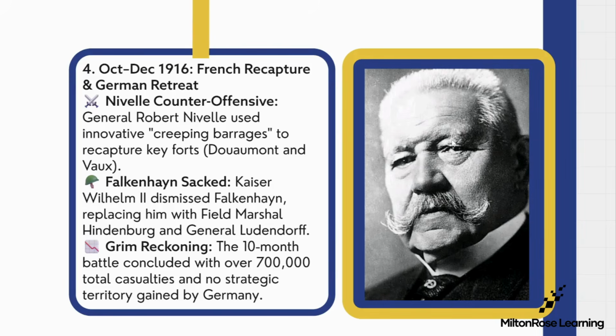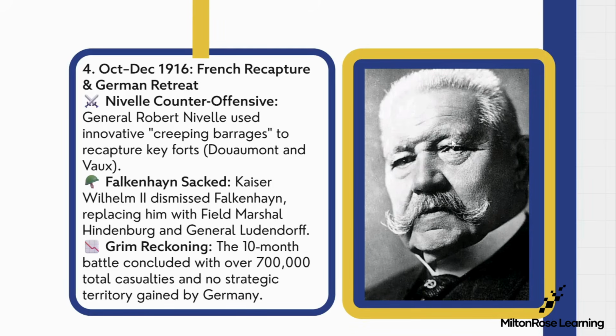Falkenhayn ends up getting sacked. Kaiser Wilhelm II dismisses Erich von Falkenhayn for the failed Battle of Verdun, and replaces him with Field Marshal Hindenburg and General Ludendorff, and they effectively create almost a military dictatorship for Germany, with Hindenburg and Ludendorff having tremendous power to run the war. And it's a grim reckoning.